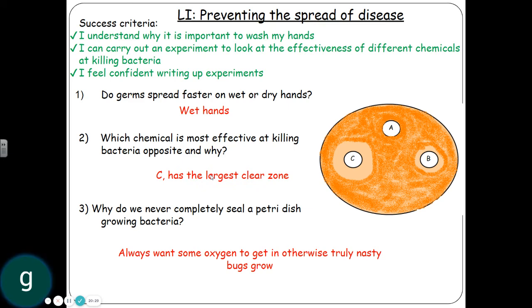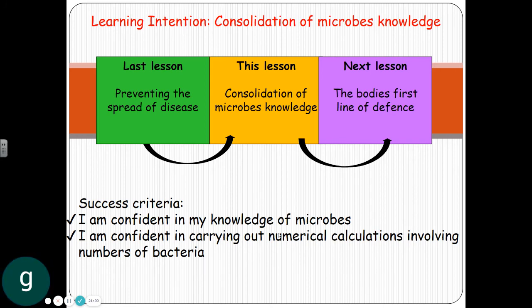So if you're filling out your notes, soap and water was the best one. It's easier for germs to spread on wet hands than dry hands, but it's also easier to clean your hands if they're wet. We never seal a petri dish completely because we want a little bit of oxygen. We have what are called obligate and facultative anaerobes that are able to grow under no oxygen conditions. They tend to be not very good for us. So when we put the lid on a petri dish, we only loosely sellotape it on either side so that you don't get nasty stuff growing.